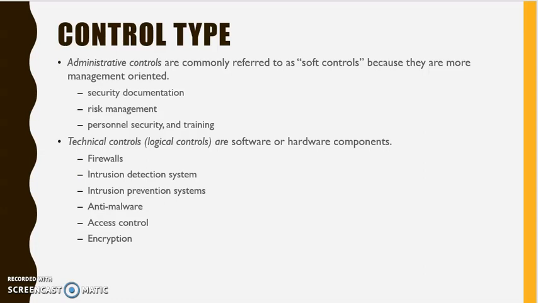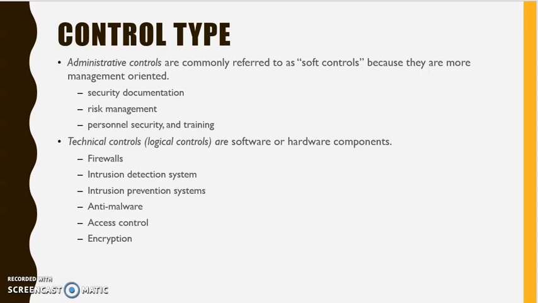The second is the technical control, which is also known as the logical controls. These are the software and hardware components which help us achieve security. If we are talking about network security, it is firewalls. If we are talking about endpoint security, this can be antivirus or intrusion detection and prevention systems. Then it can be access control, which can be user provisioning, authentication, authorization, and encryption of data at rest and in transit. All those things come under technical control.